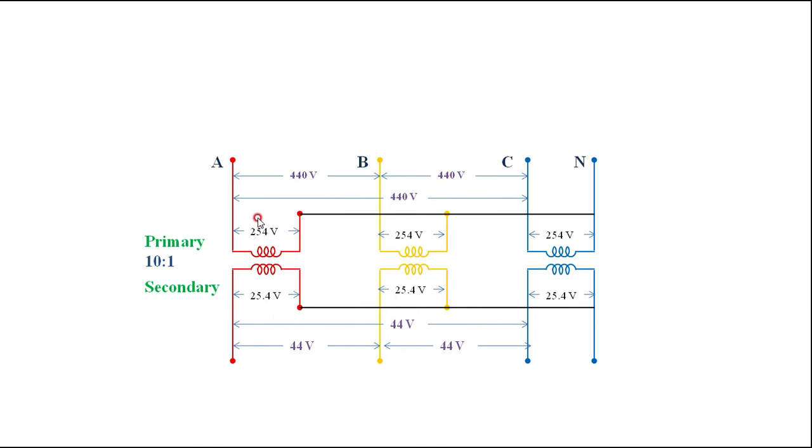With a smaller phase voltage, we are getting a larger line voltage. Therefore, the insulation required is less. Then these are the secondary terminals A, B, and C, and the neutral.